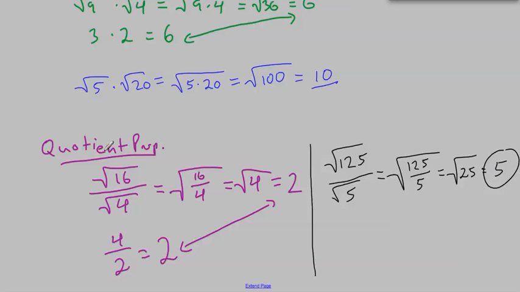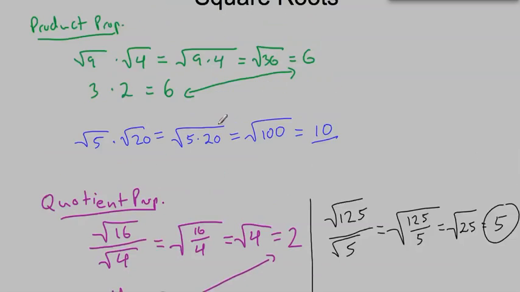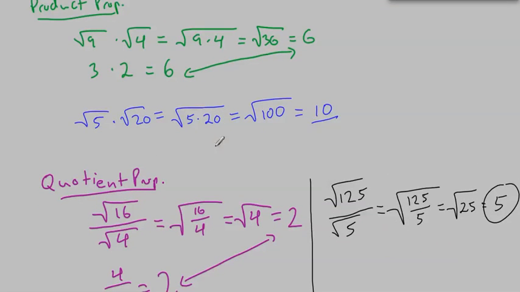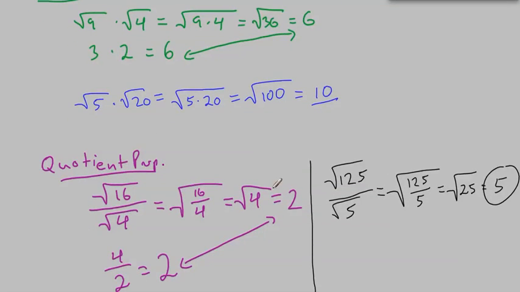I can use the quotient and the product properties of square roots to combine different radicals, different square root problems, in ways that will make it easier to simplify them and come to a final answer. Now let's look at simplifying square roots. And when I talk about simplifying square roots, we all know if it's a perfect square, we just evaluate it.